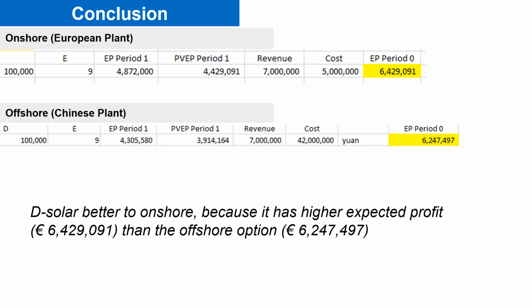So for the conclusion, we got the expected profit in period 0 for the onshore and offshore. Based on this calculation, it is better for the solar company to go onshore, or build their plant in Europe, because it has a higher expected profit than the offshore option.